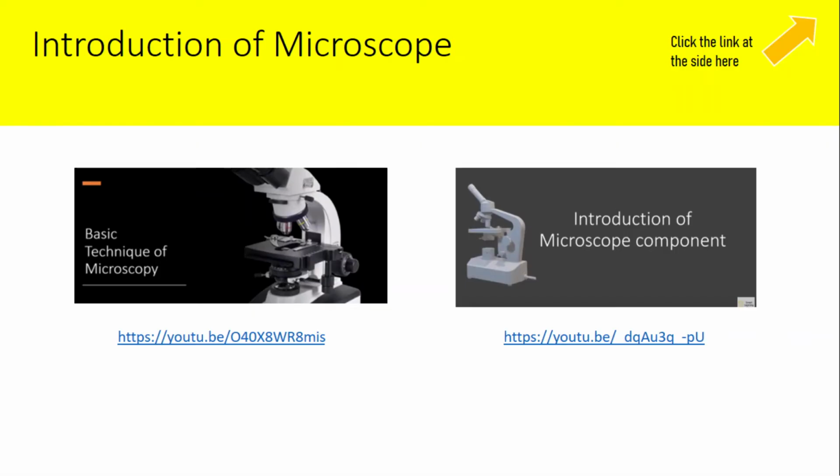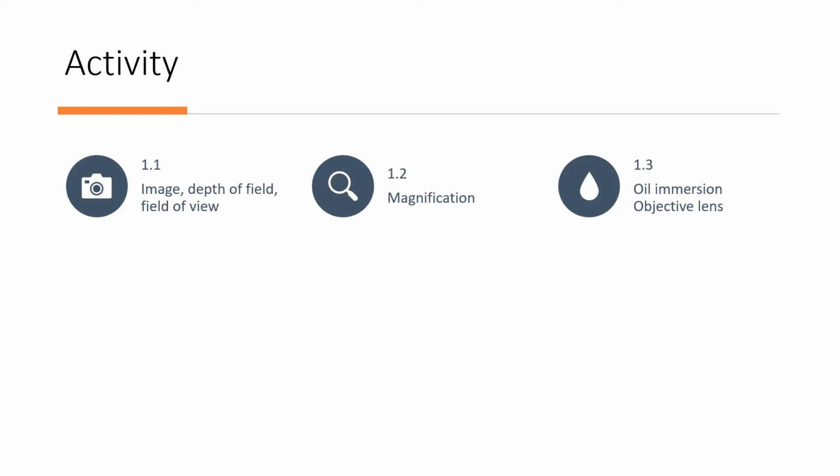Before we discuss in detail about Experiment 1, you are encouraged to go through both of the videos in the introductions of microscope. The link for both of these videos is listed down in the video description. There are 3 activities in Experiment 1, which is Activity 1.1, determine the image, the depth of field and the field of view. Activity 1.2, determine the magnification. Activity 1.3, using of oil immersion.